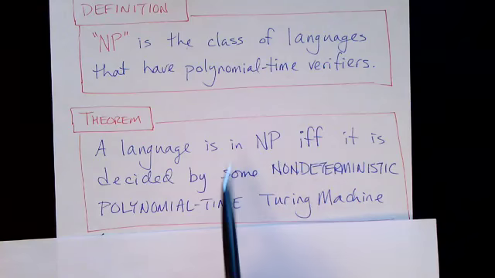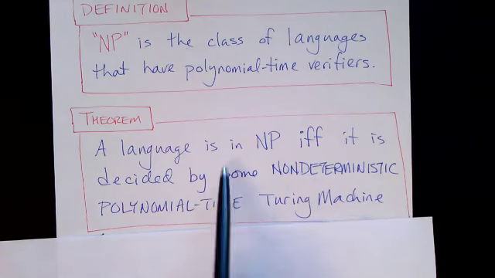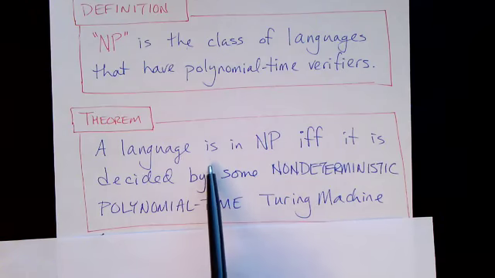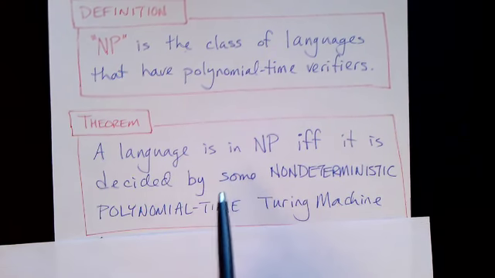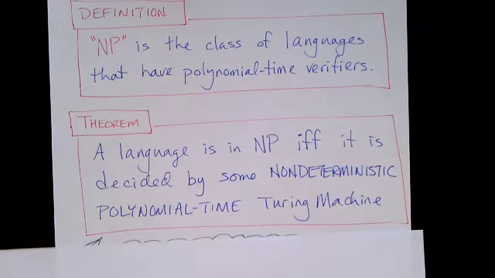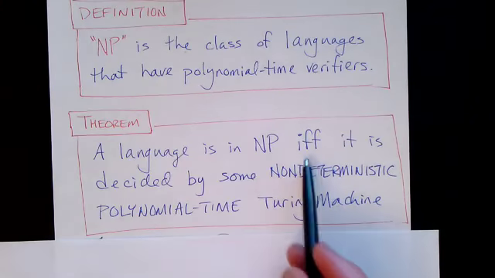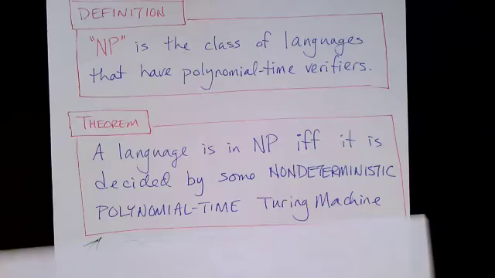So these are both definitions of NP. We're presenting one as the definition, so the other has to be a theorem, and we'll present next a proof that these two things are equivalent. In other words, that the if and only if holds.